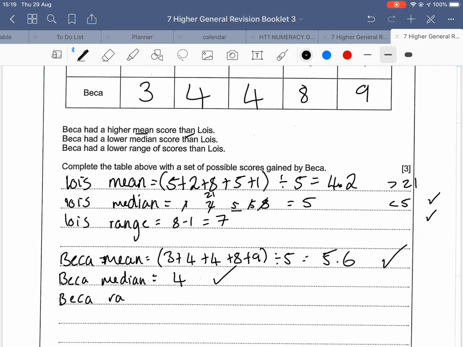Becca's, what are we doing now? Range. So the biggest one is 9, take away 3, that's 6. She's got to have a lower range than lowest, so yes. So I've done that right. You could have had probably quite a lot of different numbers for that. Just double check that they satisfy all the rules.